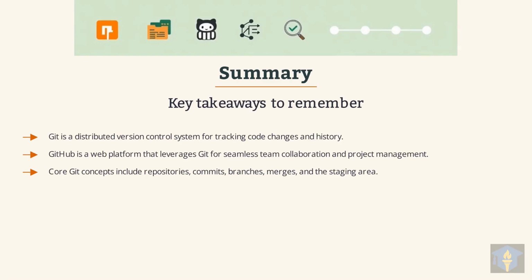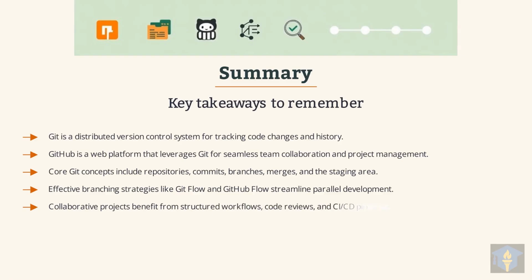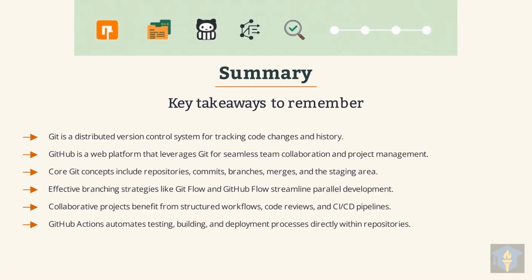Our core Git concepts include repositories, commits, branches, merges, and that crucial staging area for changes. Effective branching strategies, like Git Flow and GitHub Flow, are key to streamlining parallel development efforts within your team. For collaborative projects, structured workflows, thorough code reviews, and CI/CD pipelines are incredibly beneficial. Finally, GitHub Actions helps automate your testing, building, and deployment processes directly within your project repositories.